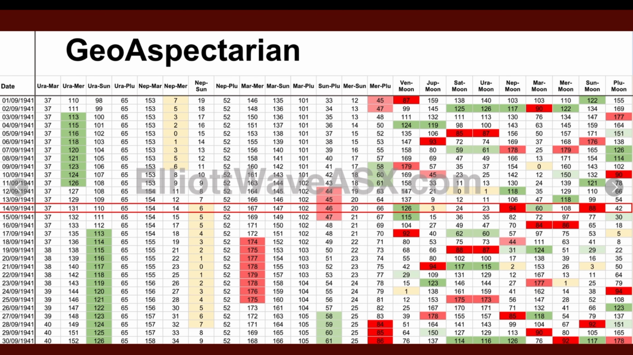If I scroll to the right, Neptune and the Sun are coming into a conjunction, Venus and the Moon in a trine, Jupiter-Moon conjunct, Neptune-Moon square, and the Sun and the Moon are also square.